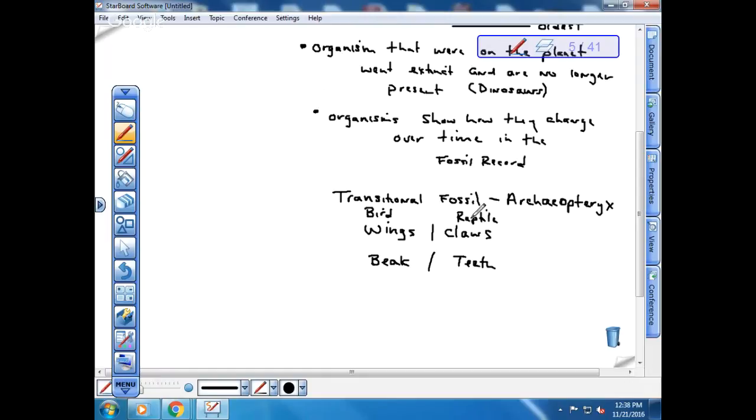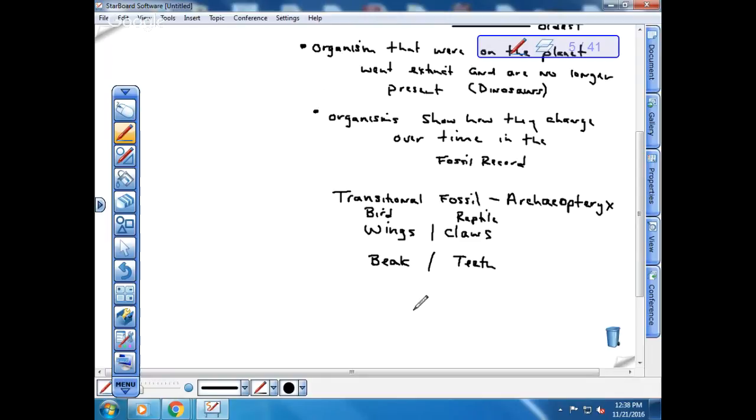They also have a tail, but the tail actually has vertebrae in it. So modern day birds, their tails are just made of feathers. They don't have like a tailbone going down into their feathers. But Archaeopteryx actually has a set of vertebrae that go down into the tail. So that is an example of a transitional fossil.